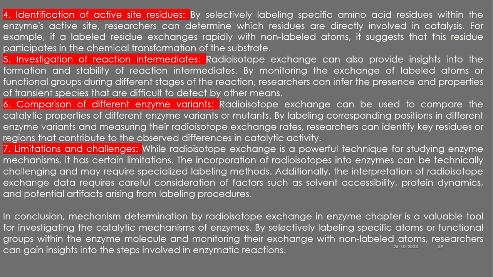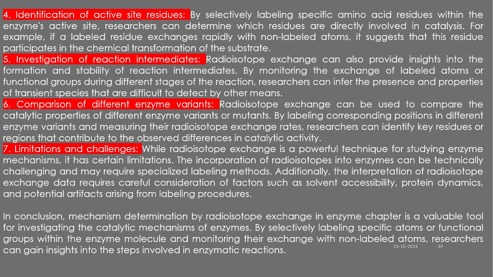For example, if labeled residues exchange rapidly with the non-labeled atoms, it suggests that this residue participates in the chemical transformation of the substrate. Now you read point 4, identification of active site residue. By labeling specific amino acid residues within the enzyme's active sites, researchers can determine which residues are directly involved in catalysis. If a labeled residue exchanges rapidly with non-labeled atoms, it suggests that this residue participates in the chemical transformation of the substrate.